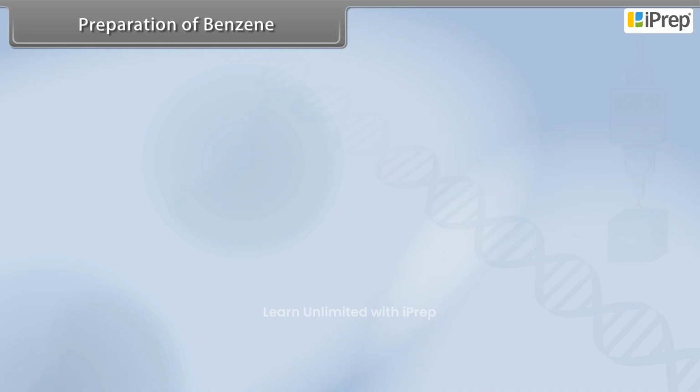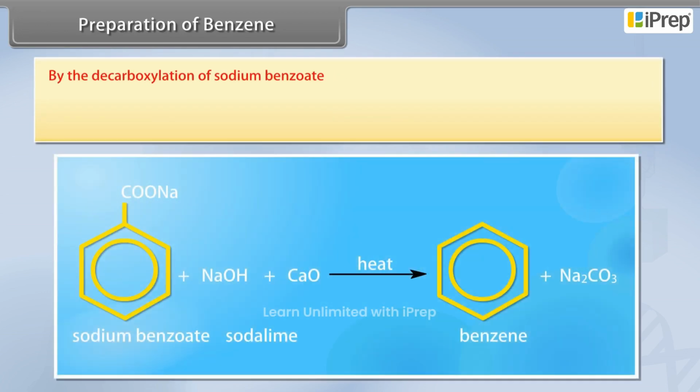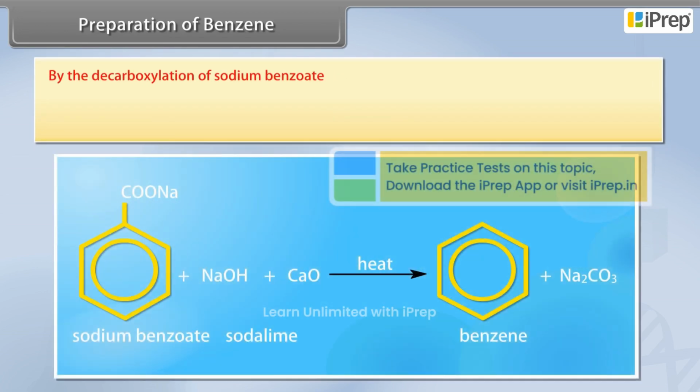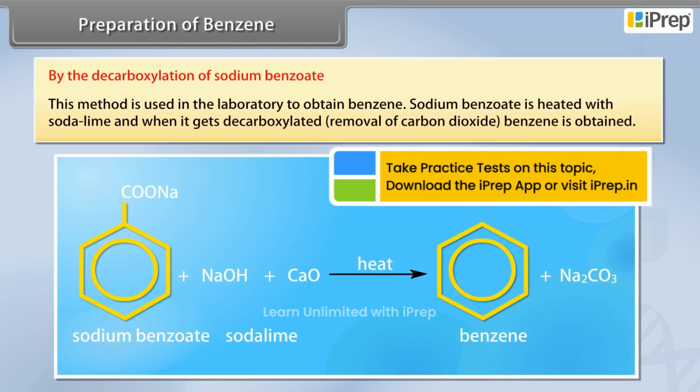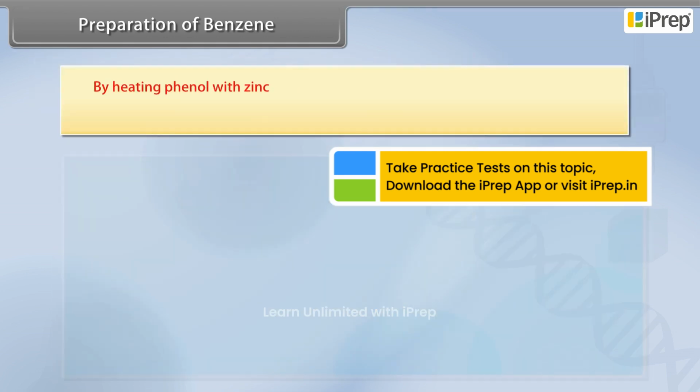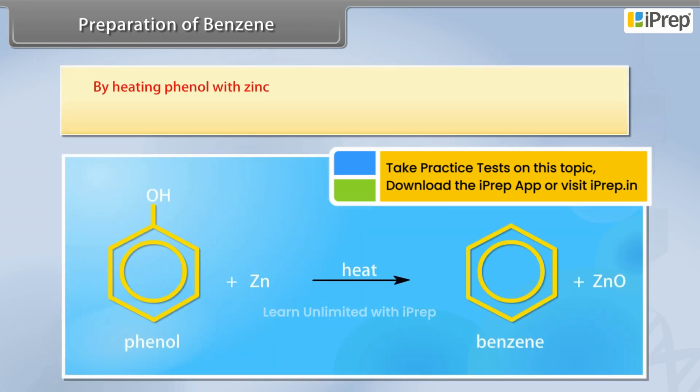Preparation of benzene. By the decarboxylation of sodium benzoate. This method is used in the laboratory to obtain benzene. Sodium benzoate is heated with soda lime, and when it gets decarboxylated, that is, removal of carbon dioxide, benzene is obtained.